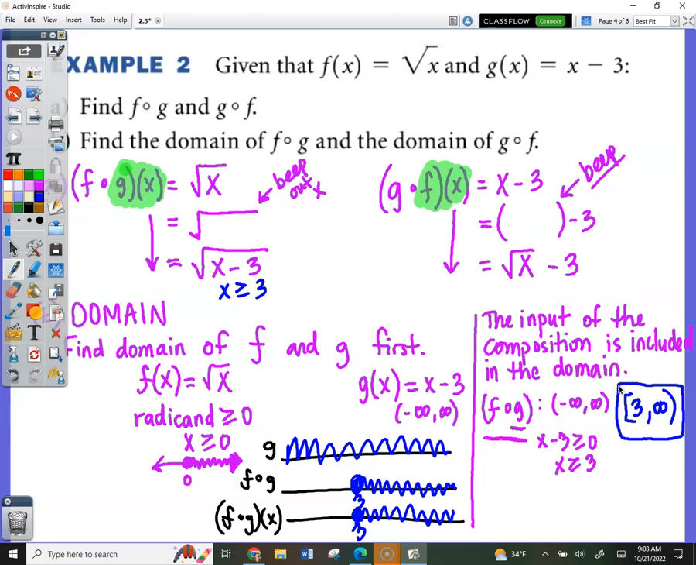Because the input was all real numbers, didn't matter. The entire expression was just x is greater than or equal to 3. So the overlap is that they have x is greater than or equal to 3 in common. Can I plug 0 into f of g? No, because it's not in the domain of the function right here. If I plug 0 in here, I'm going to get -3 under the square root, and that's a problem. Okay?